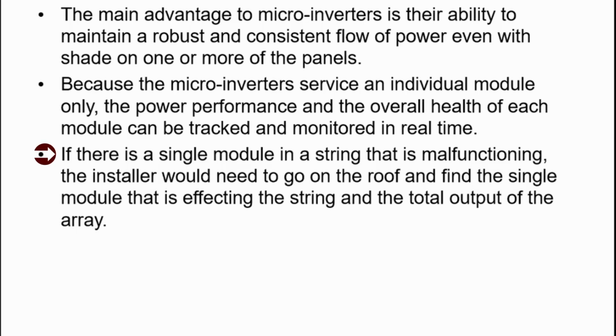If there is a single module in a string that is malfunctioning, the installer would need to go on the roof and find the single module that is affecting the string and the total power output. This is even more true if you have a large-scale central power plant with thousands of modules and you don't have specific monitoring devices for each module or even each string, and so you have to check the whole power plant in order to find the malfunctioning module.